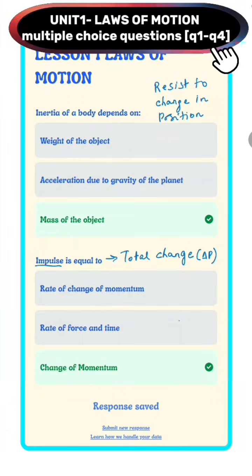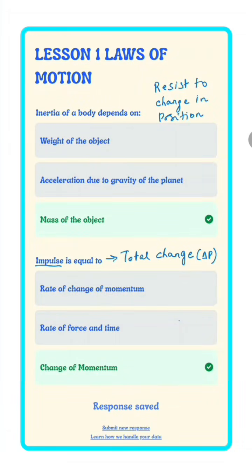This is your lesson 1, Laws of Motion, multiple choice questions, Samacheer Kalvi, class 10, from the back side of the book. Your first question: inertia of the body depends on... What is inertia first? It is the resistance to change of position, either at rest or in movement.